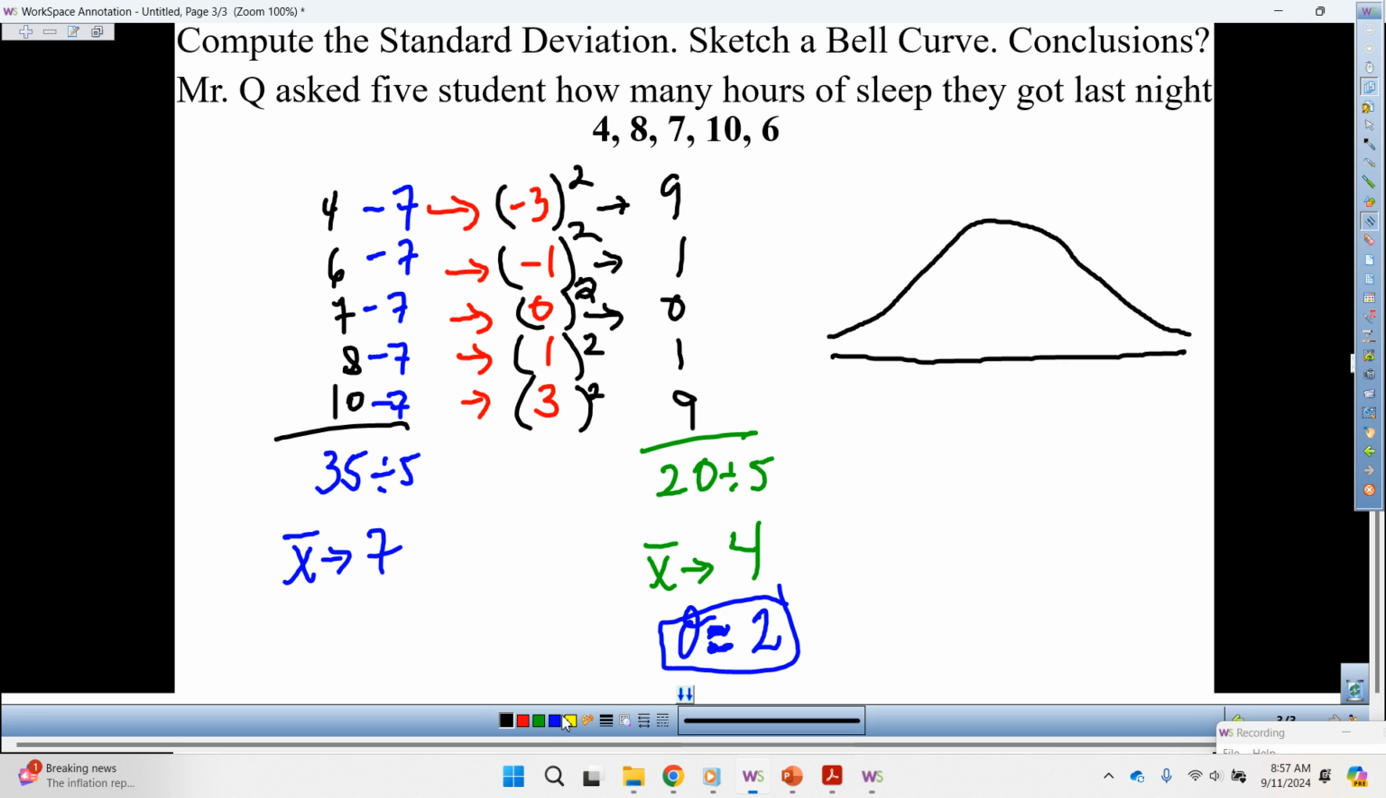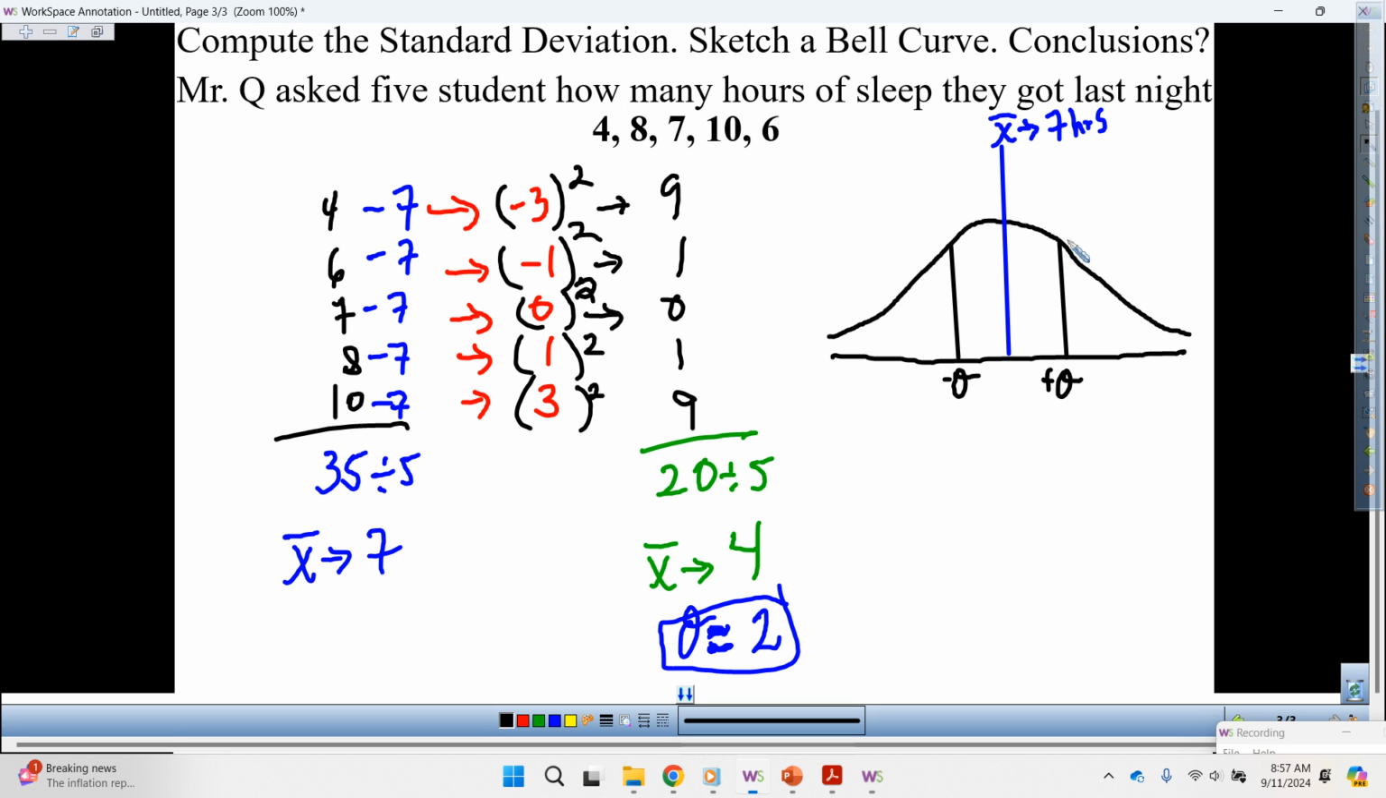All right, so where do we start? Well, we graph our line of symmetry. We label it what, everyone? X bar, and we give it a value which is what? 7 hours. That is correct, 7 hours. Next, let's go to our first standard deviation, up and down. This is positive standard deviation and negative standard deviation.